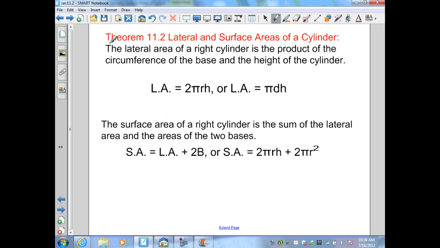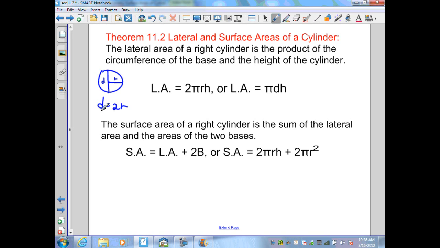Theorem 11.2, lateral and surface areas of a cylinder. The lateral area of a right cylinder is the product of the circumference of the base and the height of the cylinder. Let's recall that if I have a circle, I have a radius, which is a segment from the center of the circle to a point on the circle. And I have a diameter that is a segment that goes through the center and also intersects 2 points on the circle. That is the diameter. And also recall that the diameter is equal to 2r. 2 radii equals a diameter.